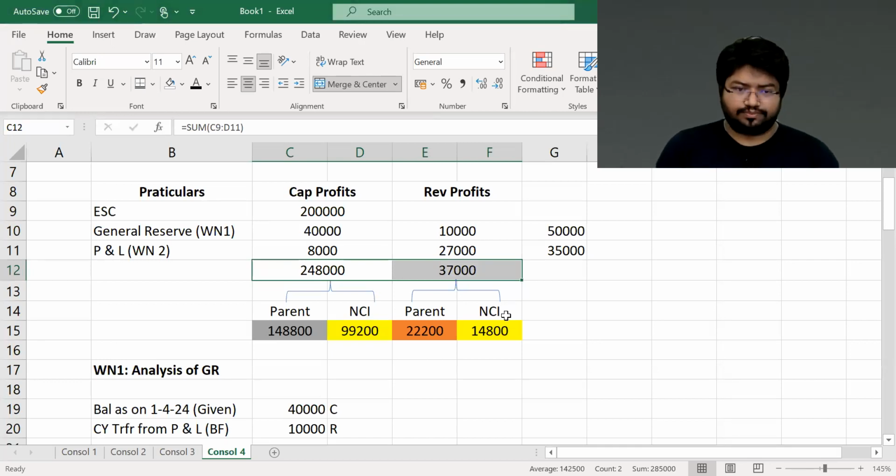So numbers come to 1,48,800 and 99,200. Revenue profits total is 37,000. Out of that, it is 22,200 for parent, and non-controlling interest is 14,800.